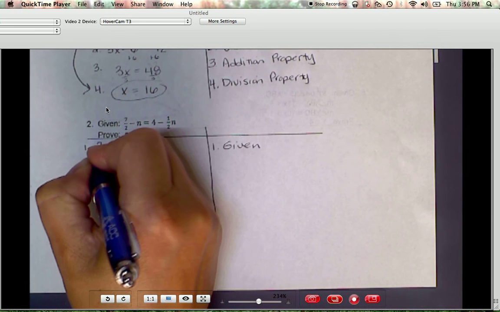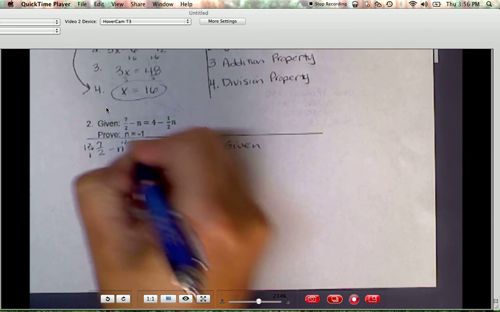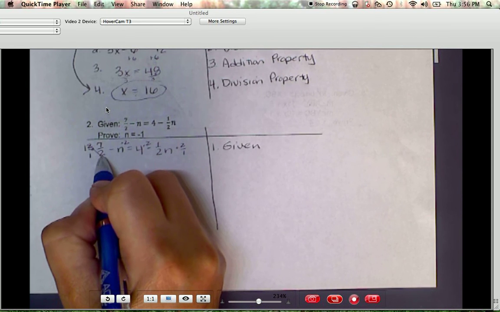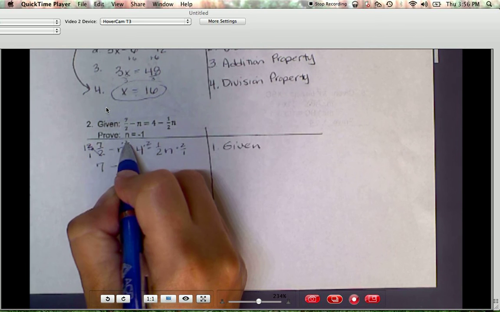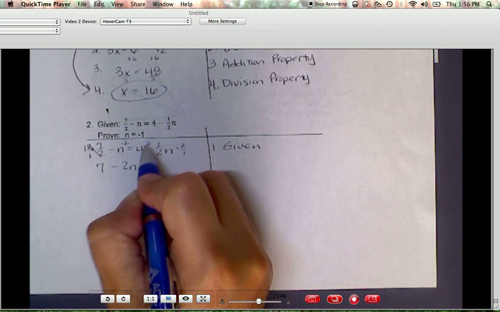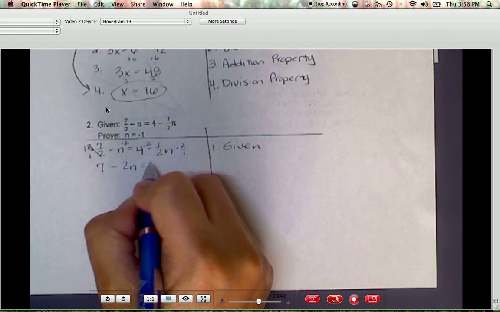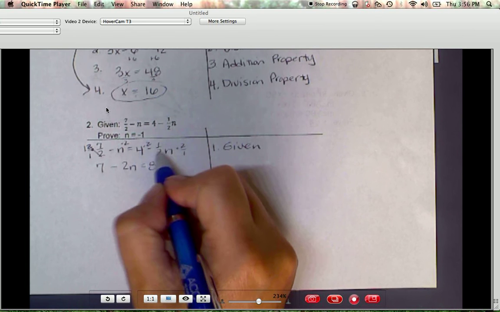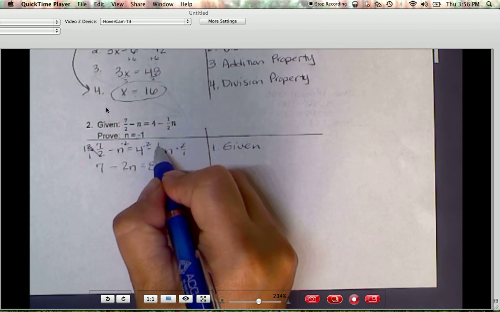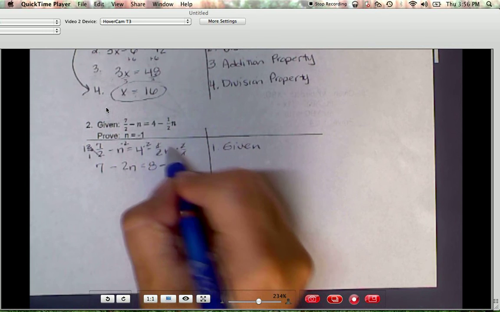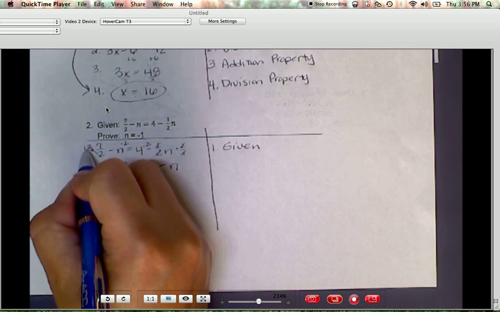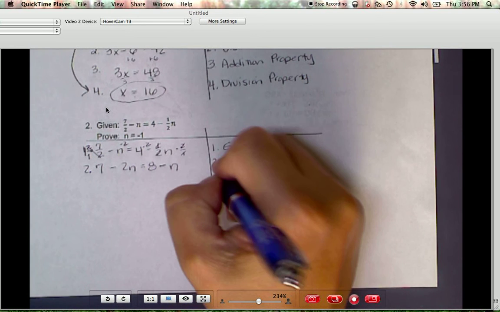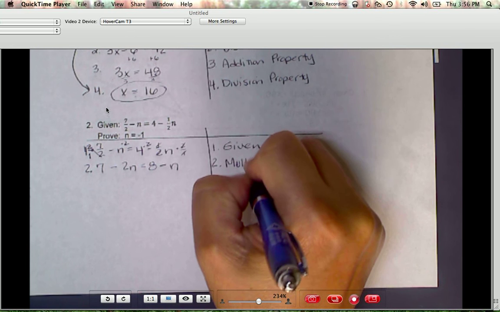So if I multiply this piece by 2 over 1, this by 2, this by 2, and this by 2 over 1, the 2's cancel here and we just get 7. 2 times n is 2n. 4 times 2 is 8. And 2 over 1 times 1/2 n. The 2's cancel, and if you want to cancel the 1's, you can, but you're left with just n. So what did we do to get from step 1 to step 2? We multiplied. So that property is multiplication.